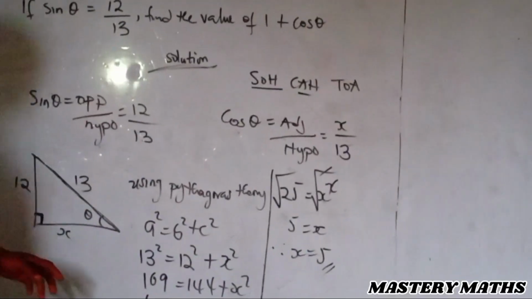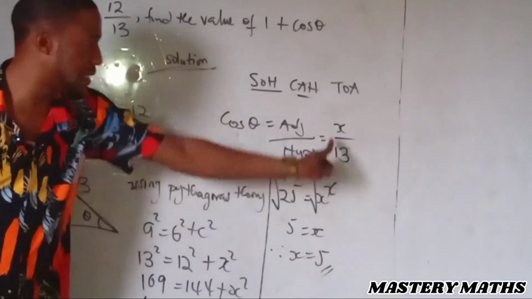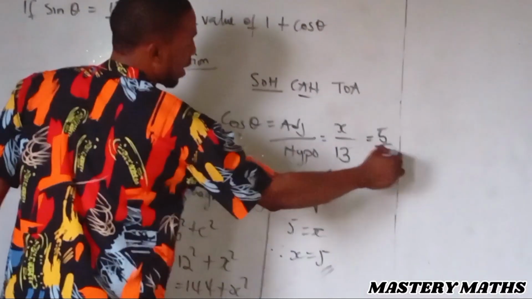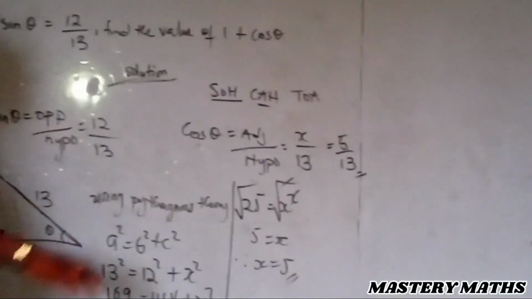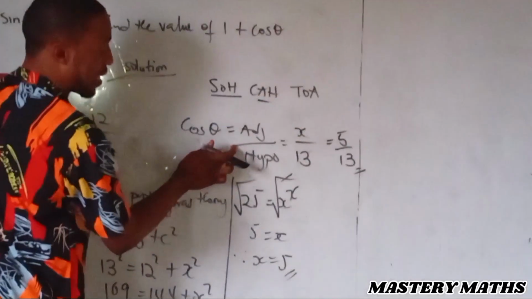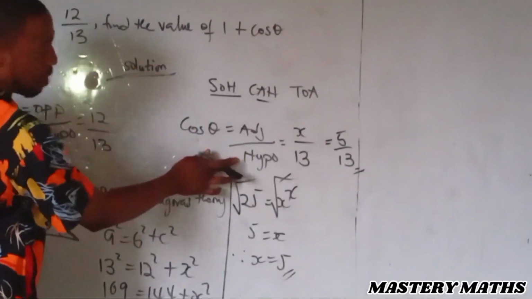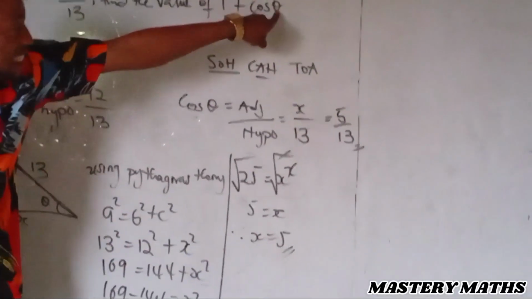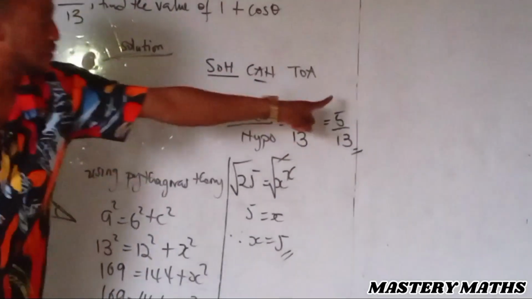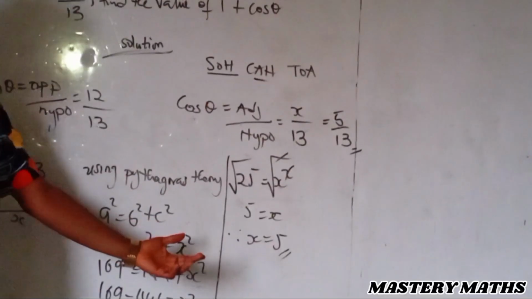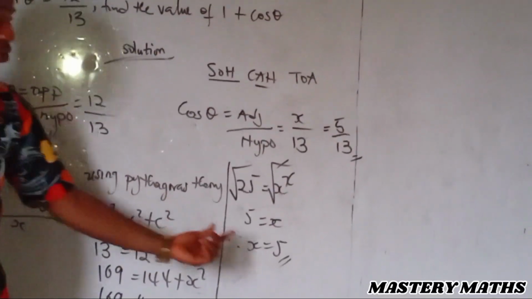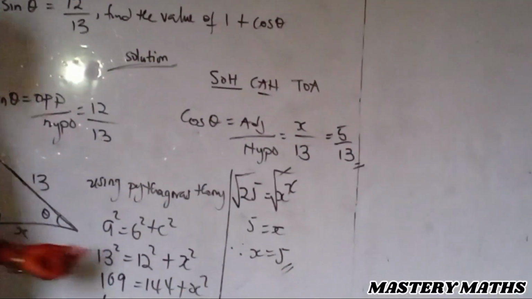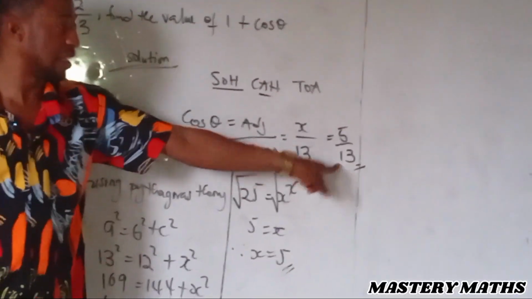So we've gotten the adjacent now. Our adjacent, with this x, is 5. So it will now be 5 over 13. So we are done getting the adjacent over hypotenuse, which is 5 over 13. Now on the board, you have 1 plus cos theta. Since our cos theta gave us 5 over 13, which we got using our Pythagoras theorem to get the x part, which is this part here, it gave us 5 over 13.